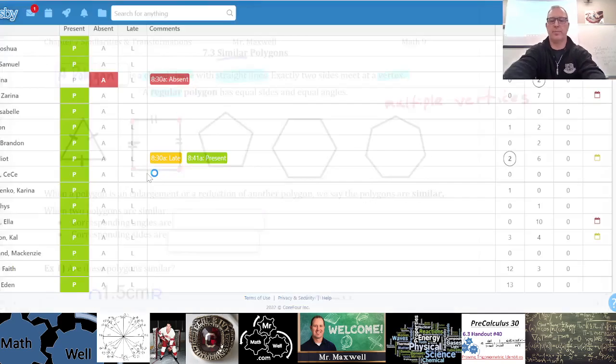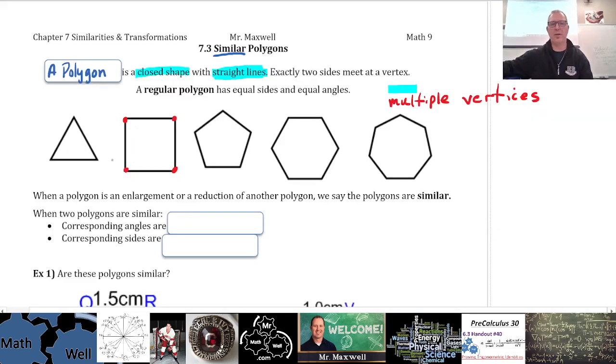Just out of curiosity, do you guys know what the names of any of these are? The first two would be easy, probably. What's this first one? Triangle. Yeah, it's a triangle. Tri is 3, right? So triangle. What's this one? Square. Yeah, it's a square. If all the sides are equal, truly, then it's a square. Good. What's this one? It's got 5 sides. What's that one called? Yeah, it's pentagon. Very good. Penta is the prefix for 5.